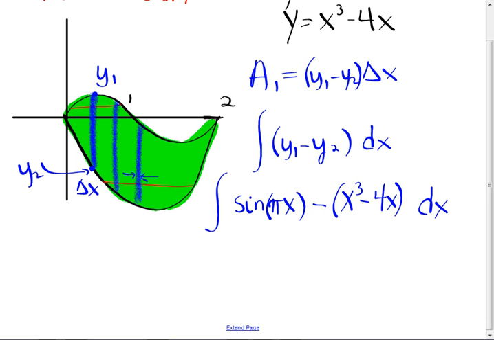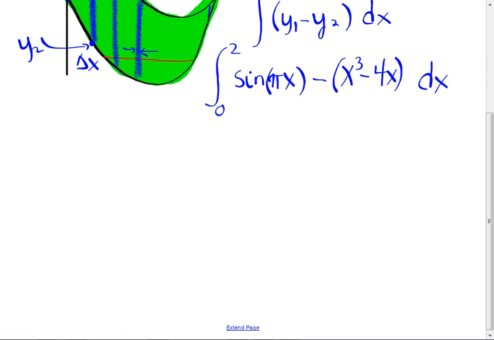Now, this one isn't too bad. Where are the x's starting? 0. Starting over here, and they're going to end over here at 2. That's all this integral does, is it finds the area of each individual one and adds them all together. Well, don't we have to integrate this?